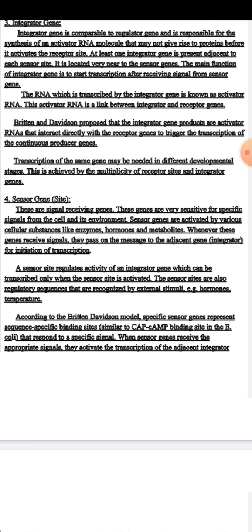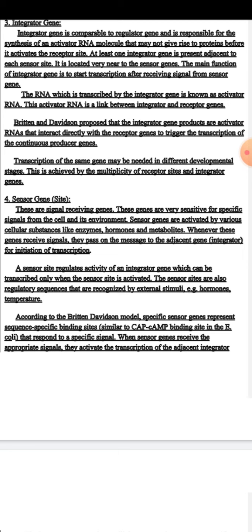So the sensor genes, whenever they receive the signal, will pass on their message to the adjacent gene, that is the integrator gene, for the initiation or starting of the transcription process. A sensor site regulates or controls the activity of an integrator gene which can be transcribed only when the sensor site is activated.